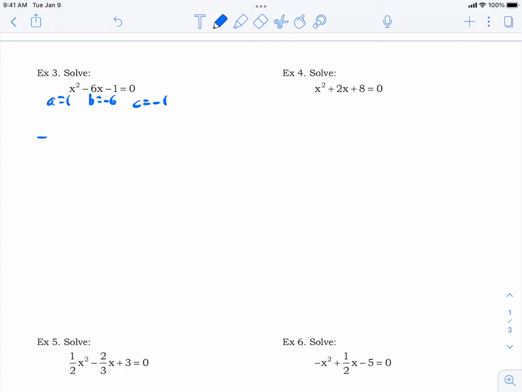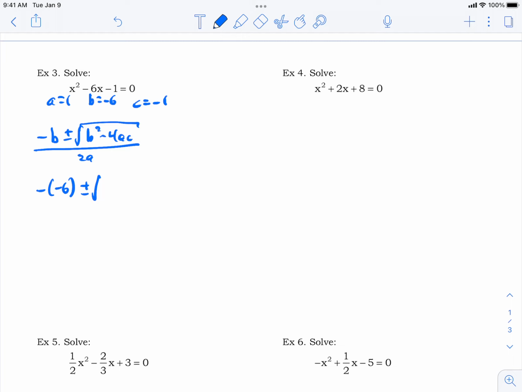I guess I'll have to rewrite the formula again. Negative b plus or minus square root b squared minus 4ac, the whole thing over 2a. So I got a negative. The b is a -6. So again, this negative is part of the formula, and then the b itself is a -6. Use parentheses when you're plugging in.